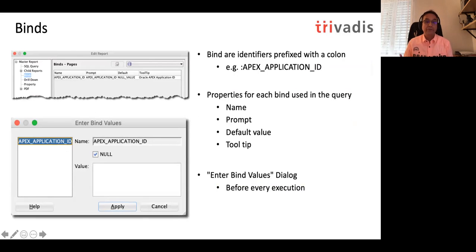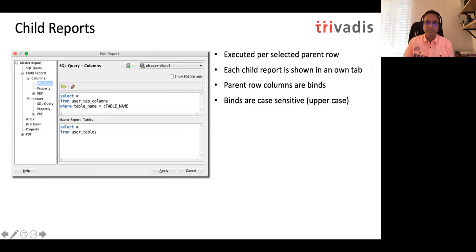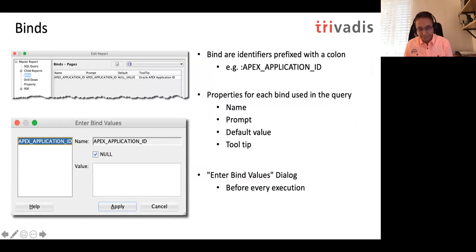Then, of course, if I have reports, I usually don't query everything. I'd like to enter some parameters, and these parameters are called binds. These are bind variables, in fact, and you can add as many as you like. You define a name, a prompt, a default value, and a tooltip. Sorry, that's it. There's nothing to enhance, like a list of values dialog. That's not possible, but at least you can define a default value.